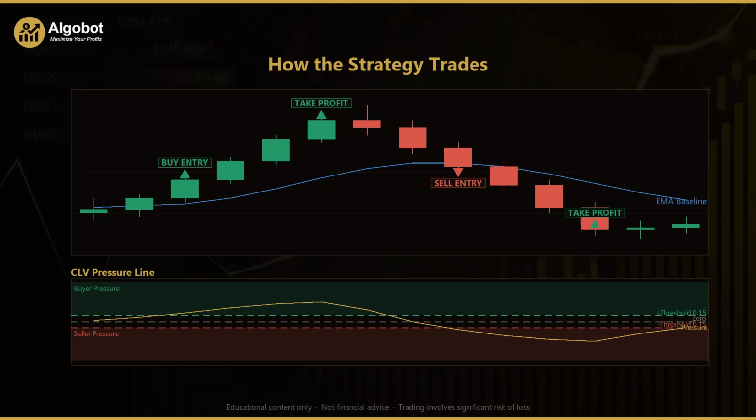It waited patiently through indecision, entered long only when fresh buyer pressure aligned with a rising baseline, and entered short only when fresh seller pressure aligned with a falling baseline. Each trade carried a predefined stop and a defined target from the very start. Of course, not every signal on real markets behaves this cleanly, and losses do occur when a fresh cross fails to follow through. This walkthrough is an illustration of the logic for educational purposes only.